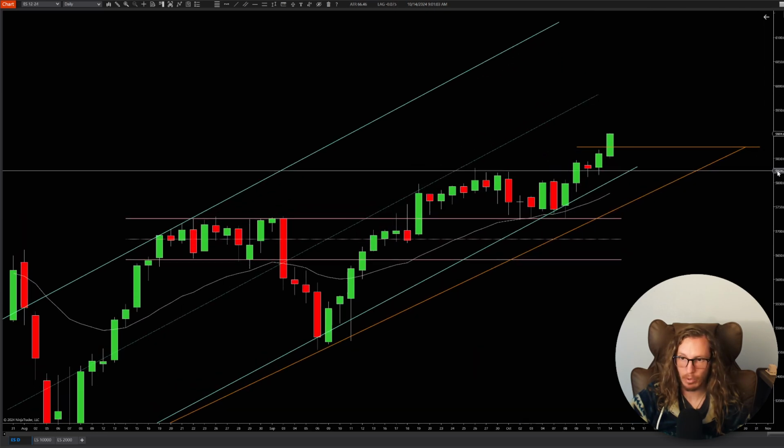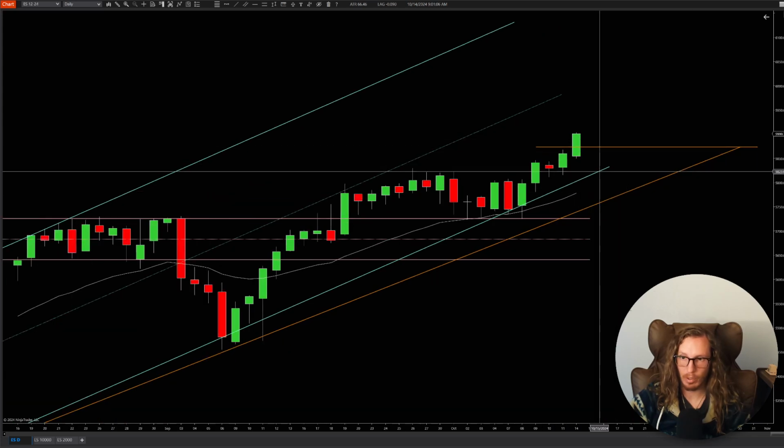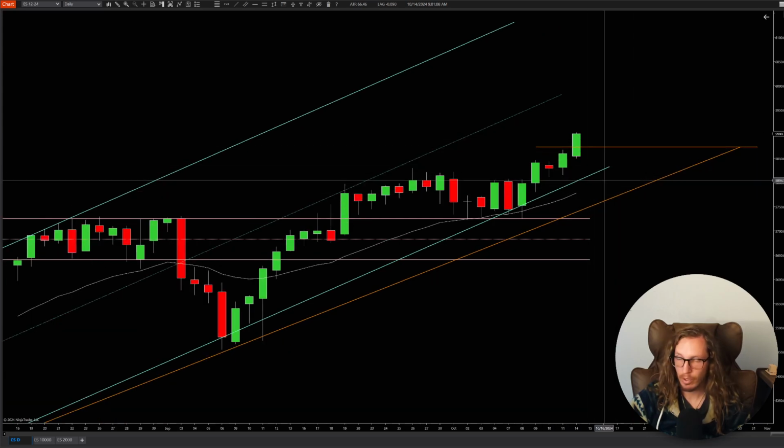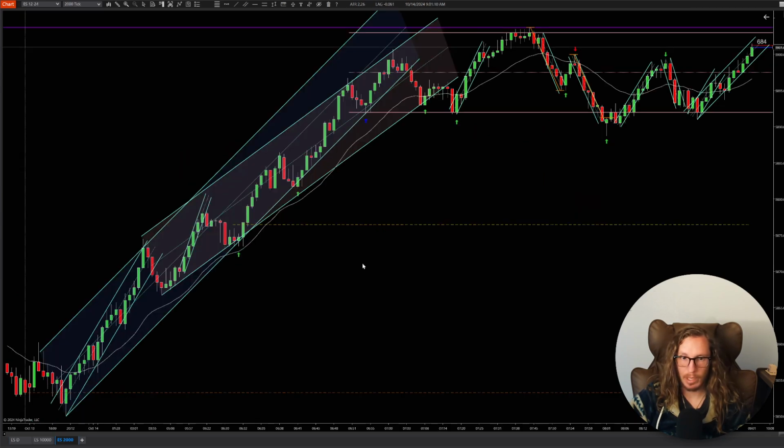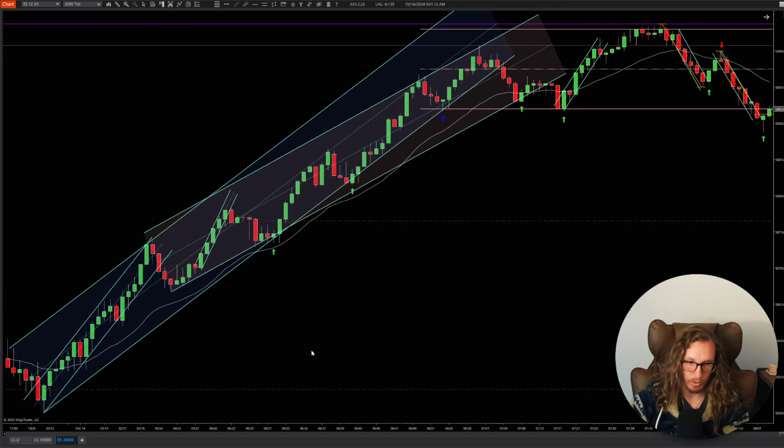So on the daily, we're looking still pretty bullish, but I would expect some levels of pullback maybe to these zones before we go up. All right, so let's pop back over to the tick chart, zoom in, and go through it.